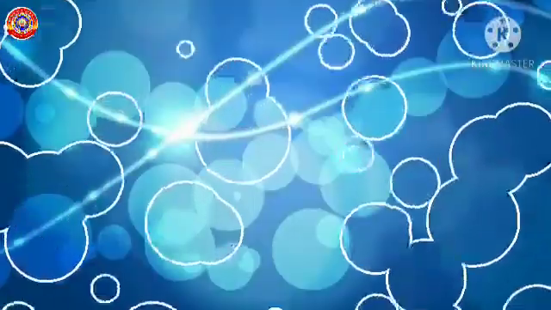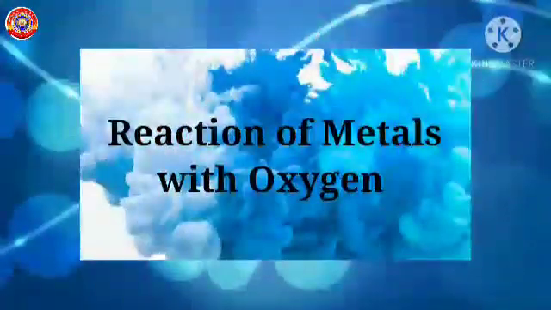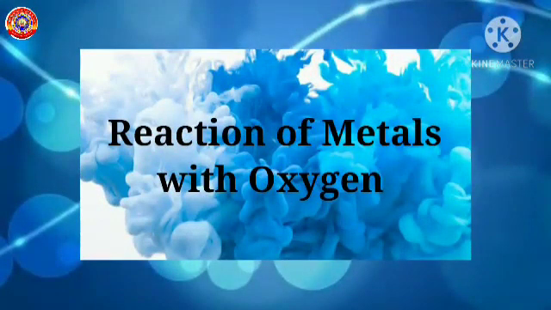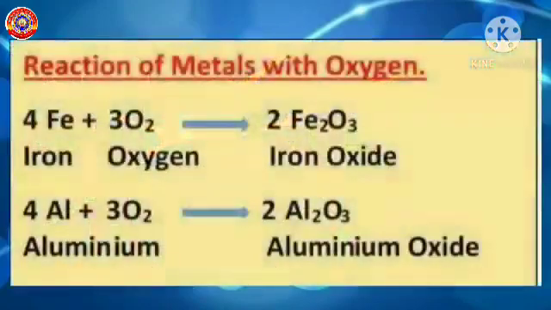Now let's learn about the various chemical reactions of oxygen. First one is reaction with metals. When a metal reacts with oxygen, a metal oxide is formed. That is, metals like aluminium, iron, etc. lose their luster as time passes by. This is only because of the formation of oxides on the metal.